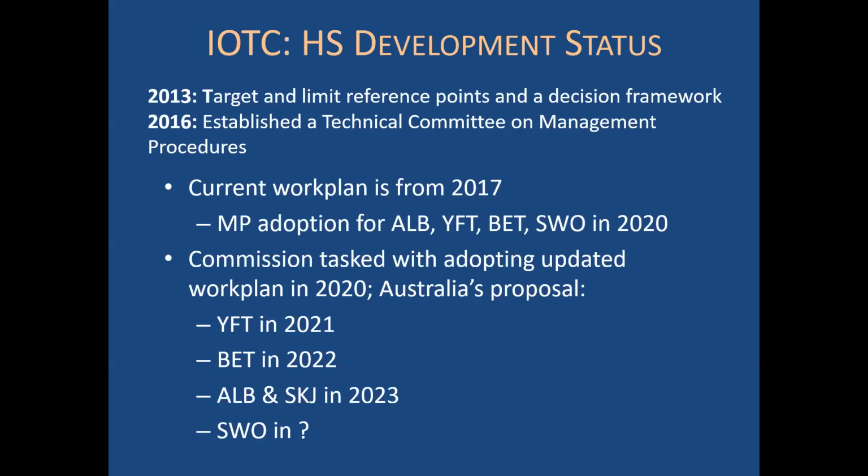Their current work plan is from 2017, and you'll see that they were calling for harvest strategy adoption for 4 stocks this year. We're not going to meet that timeline, and so they will adopt an updated work plan this year. And the current proposal, which has not been adopted yet, is to adopt a harvest strategy for yellowfin next year, bigeye the following year, albacore, and expanding that skipjack harvest control rule to a full harvest strategy by 2023, and then swordfish sometime after that.